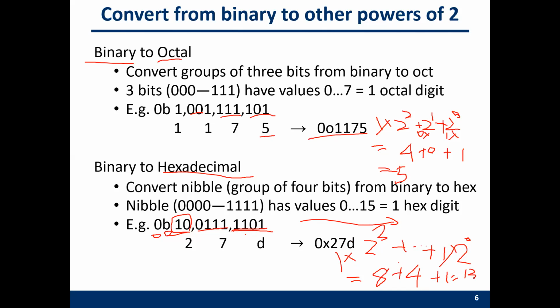We have a 13 here, which is a D. Because A indicates 10, B is 11, C is 12 in hex, and D is 13. So this is the hex format of this binary number. This is the binary number, and this is the hex number.